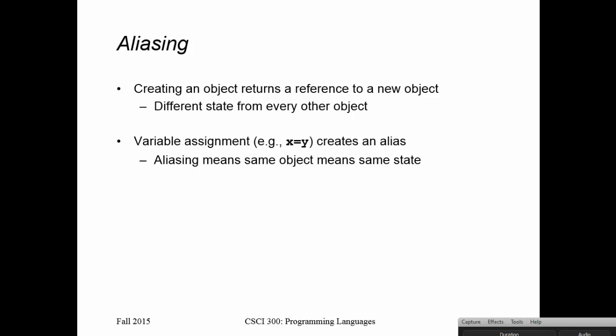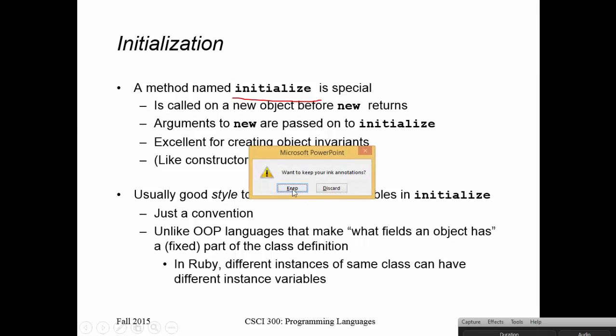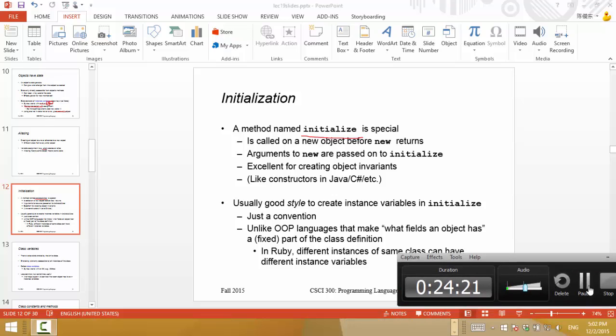And just now I've already explained aliases, right? X and Y point to the same thing. If we change the Y object, that means we also change X. And also initialize. Do you remember how to initialize something for an object? We need to use a constructor, right?